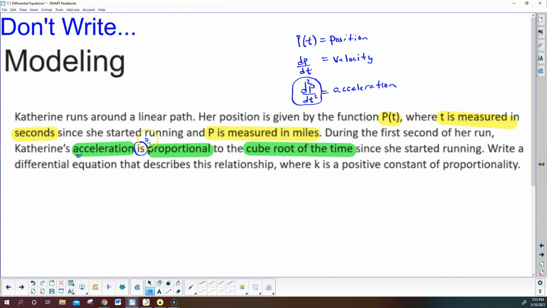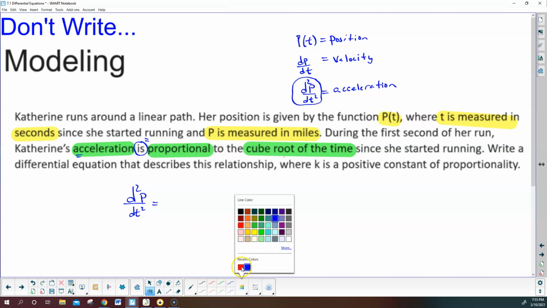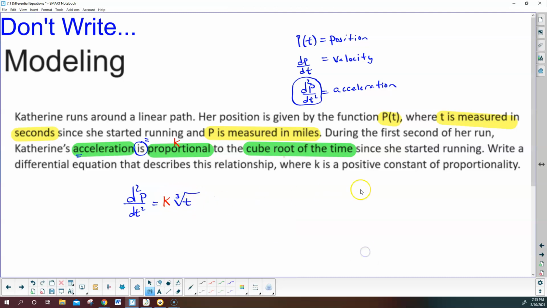Now the word is equals. So I'm going to think the second derivative, d squared p over dt squared, that's the equal sign. Proportional. Now they don't use the word directly, but proportional is the same thing as saying it has a k value, right? So I'm thinking proportionality is there's a constant k, and then we've got the cube root of the time.